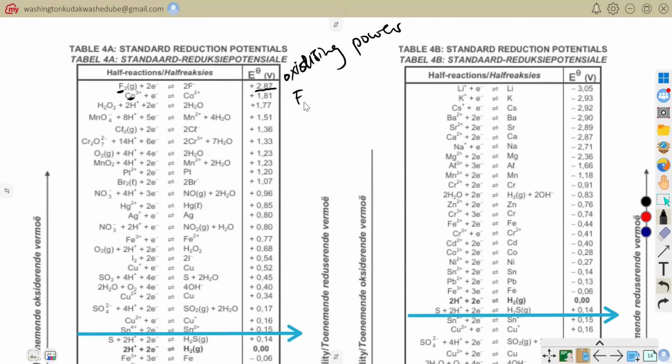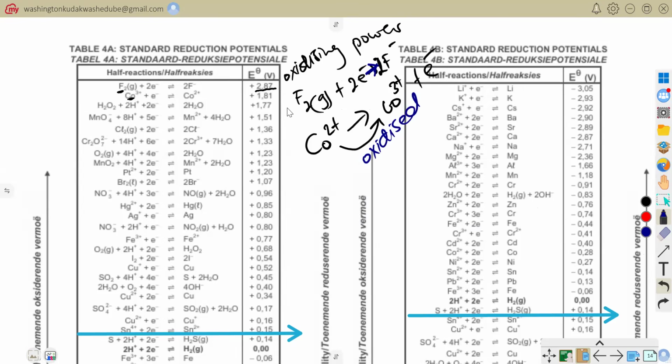So you would see that fluorine would react in this manner to form two fluoride ions, whilst cobalt would react in this manner. It simply means that cobalt would lose so that this would gain. Let me use a different color to show my arrow. This is where my arrow is. So I'm saying cobalt would lose so that this can gain. So cobalt has been oxidized.